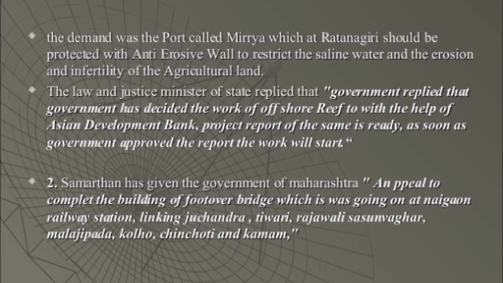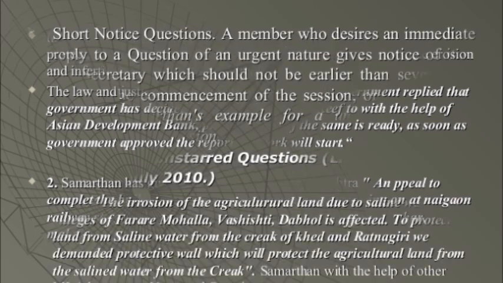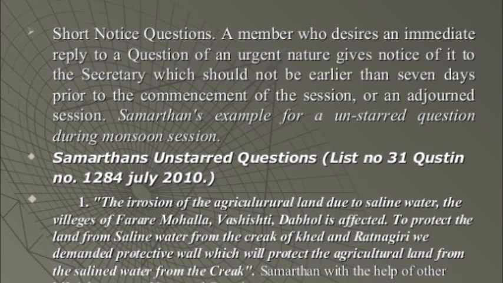The unstarred questions, on the other hand, do not carry any asterisk mark and are answered in written form. Naturally, no supplementary questions can be asked on these questions. Short notice questions are generally asked on matters of urgent public importance and do not need 10 days' notice as prescribed for the ordinary questions.